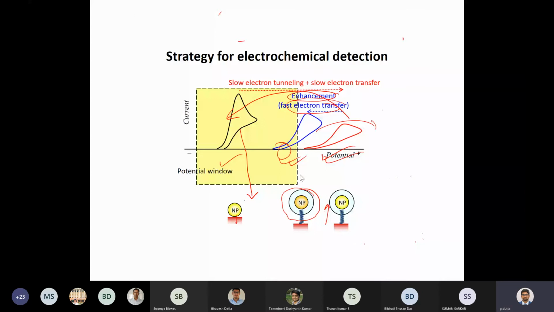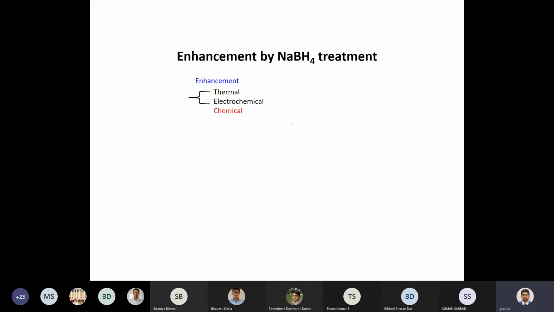Okay. Now enhancement. I just told you that sometimes we need enhancement, right? So we have to go back to our active position. How can we enhance the activity? There are some ways. One method is thermal treatment, another is chemical treatment, and electrochemical treatment. So these kinds of methods we can use. Thermal, as you already know, means some heat treatment.